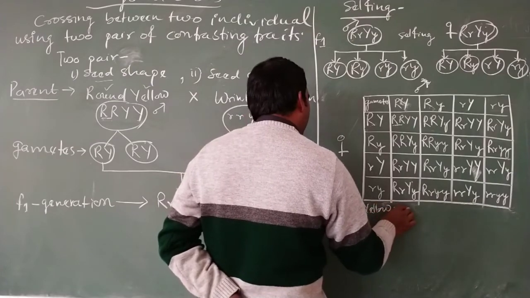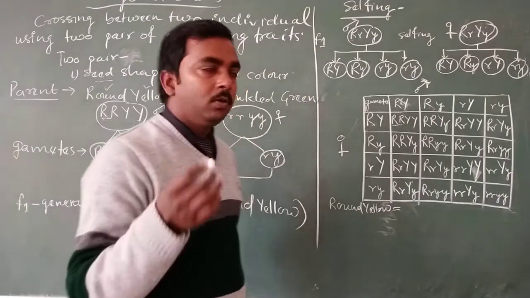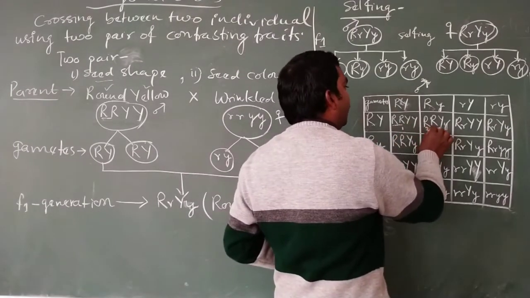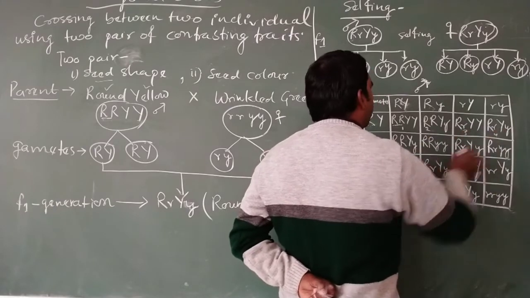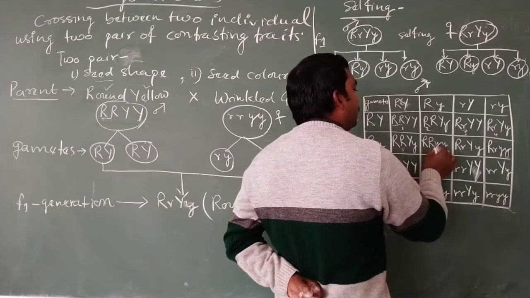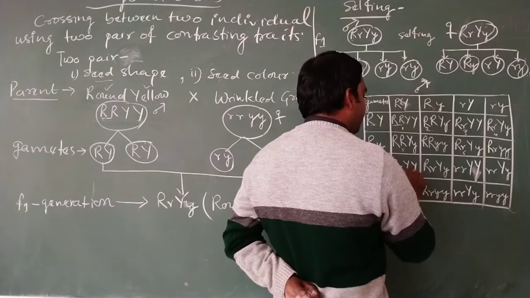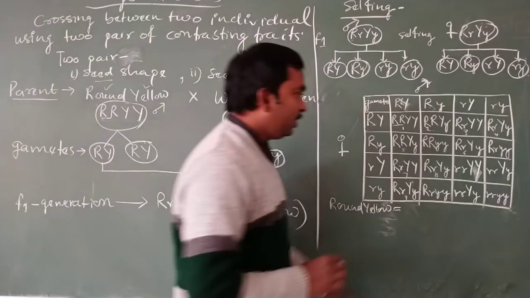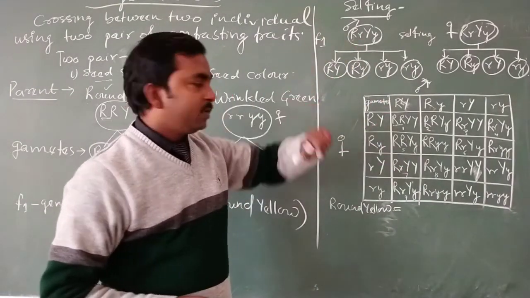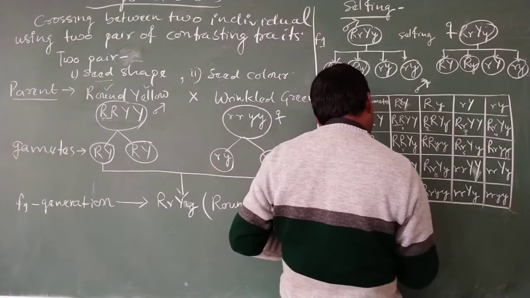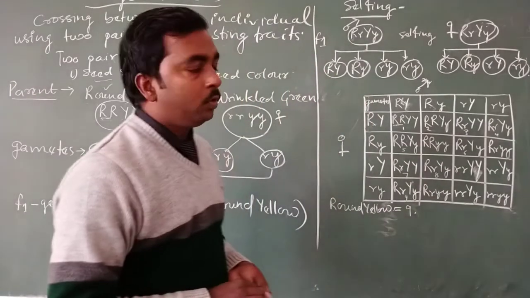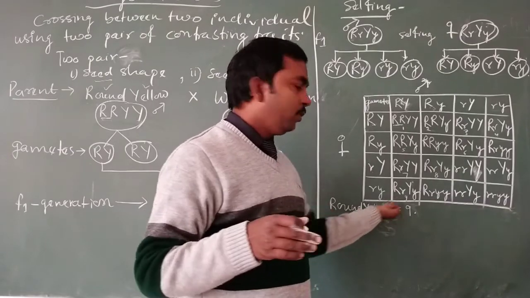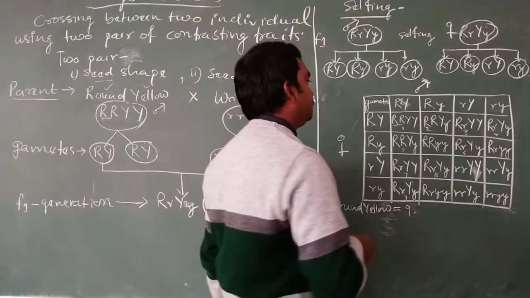So what will be the outcome? The total number of outcomes for round yellow: this one, first, second, third, fourth, 5 and 6, then 7, then 8 and then 9. So these are the 9 outcomes which represent round and yellow. So the first group of possible outcomes is round yellow with 9 products.